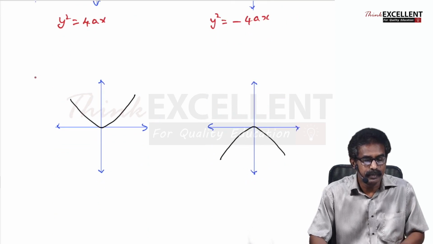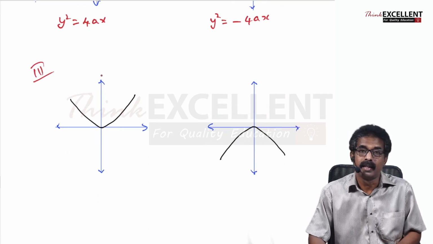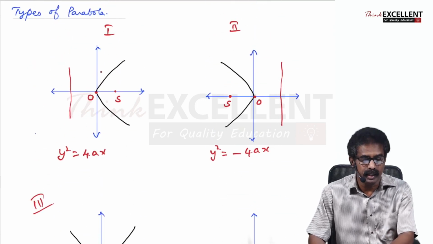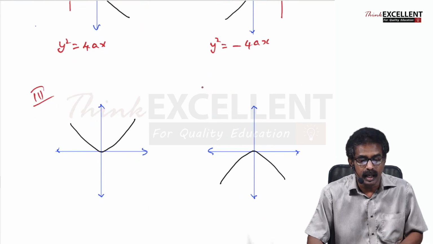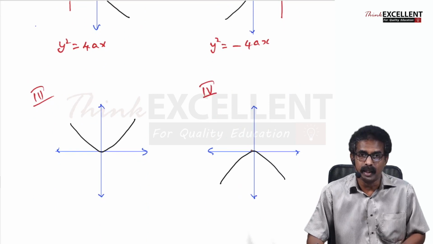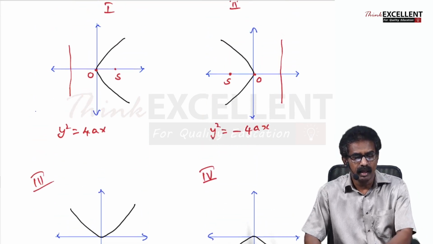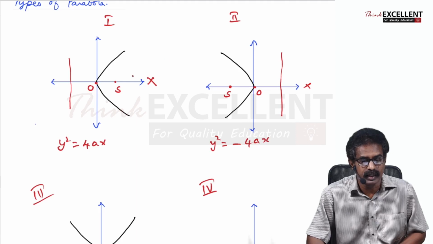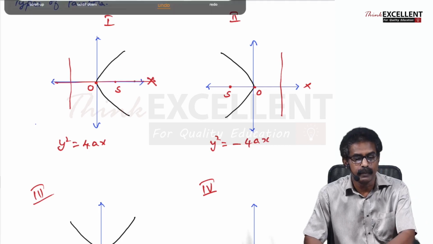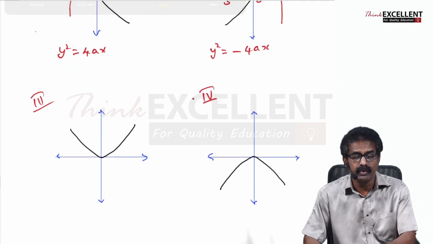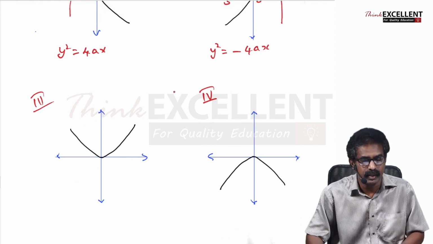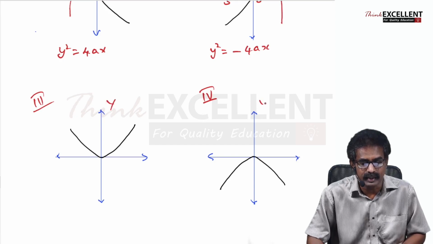And this is the third type of parabola, open upward. The first one is open rightward, second open leftward, third open upward, and the fourth open downward. For the first and second types, the x-axis is the axis, and the curve is here. But for the third and fourth, the axis is the y-axis. The curve is symmetric about the y-axis.